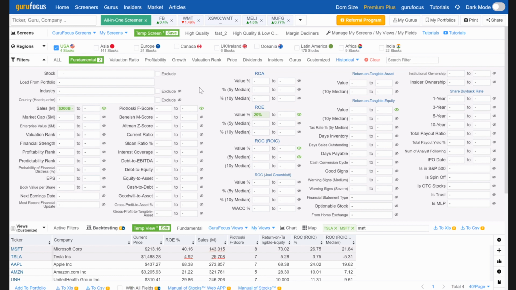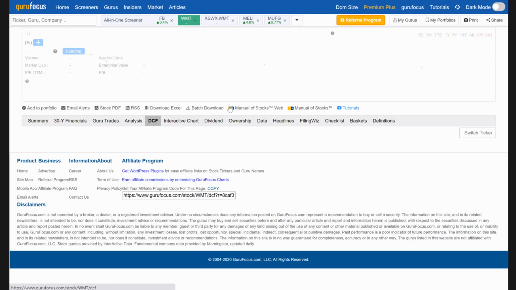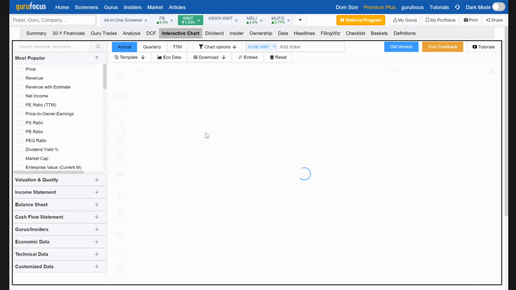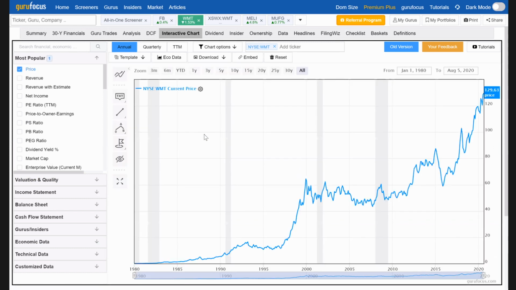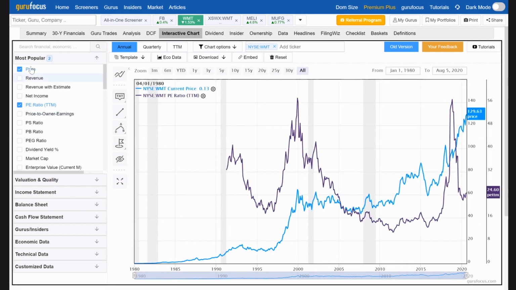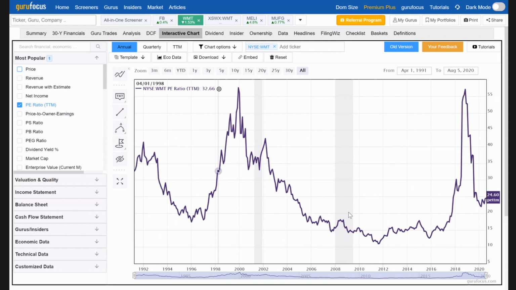And then one thing I want to show, I'm not sure how many people are aware of it, is the interactive chart. A feature we have for the interactive chart, some features. For instance, here I pulled up the Walmart interactive chart. And if you want to see the historical PE, you can easily see it. You can see the PE was very high in the year 2000 due to the tech bubble period. And also in 2018, it was also high.